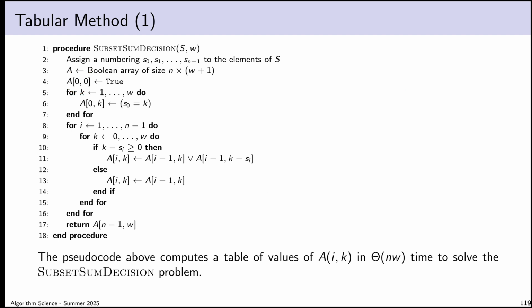So the if statement there is just saying, look, if k minus si is greater than or equal to 0, then this subproblem actually could be true. If k minus si is less than 0, then we know this subproblem is automatically false, so don't even bother with it. So if k minus si is greater than or equal to 0, we just resolve into this recursive case.